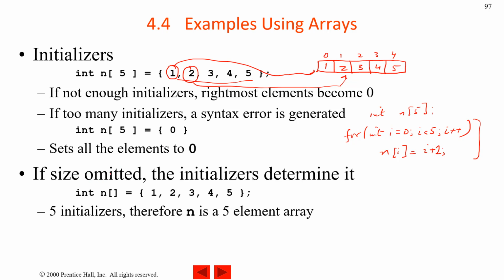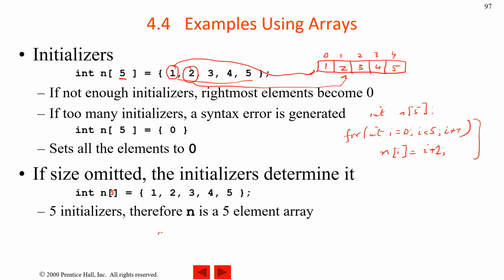If the size is omitted, the size is determined by the number of elements over here. So if you see, I have written n[5]. I am initializing an array n of size 5. Here I have omitted the size, but I have given the values. So it's going to count how many values: 1, 2, 3, 4, 5. Since there are 5 values, it will automatically put 5 in here for you. The compiler is going to do that. But that only works when you are initializing in the same line as you are declaring.